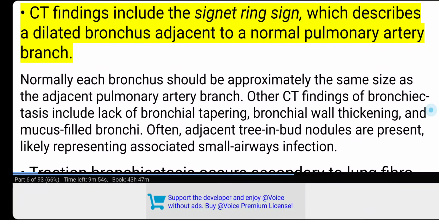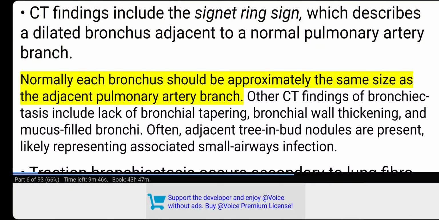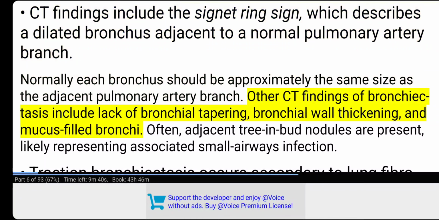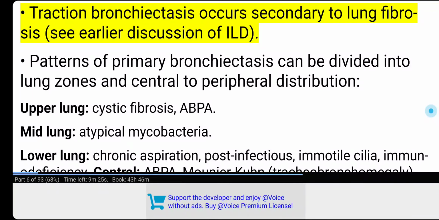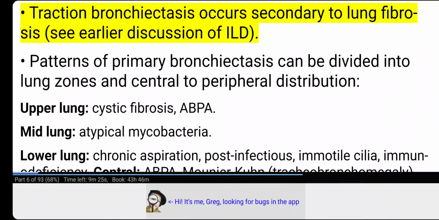CT findings include the signet ring sign, which describes a dilated bronchus adjacent to a normal pulmonary artery branch. Normally each bronchus should be approximately the same size as the adjacent pulmonary artery branch. Other CT findings of bronchiectasis include lack of bronchial tapering, bronchial wall thickening, and mucus-filled bronchi. Often, adjacent tree-in-bud nodules are present, likely representing associated small airways infection. Traction bronchiectasis occurs secondary to lung fibrosis; see earlier discussion of ILD.